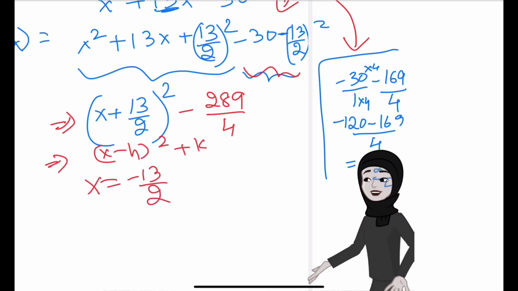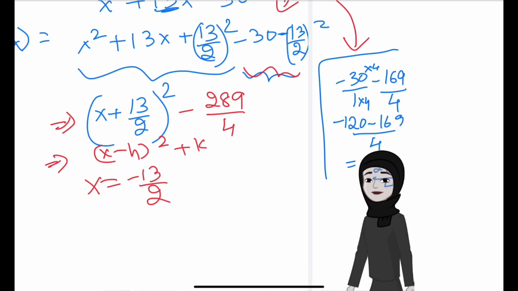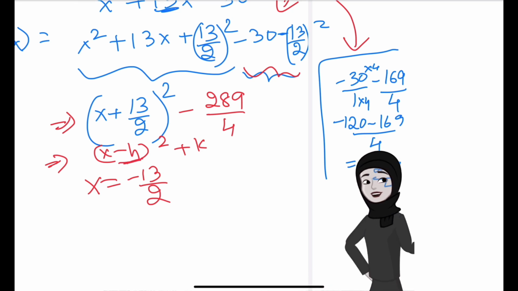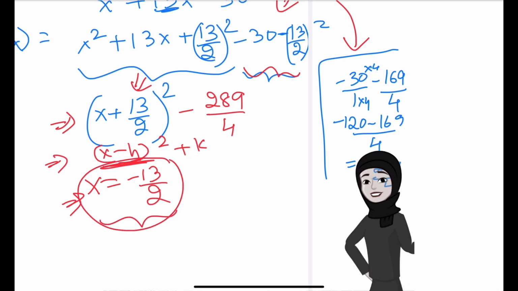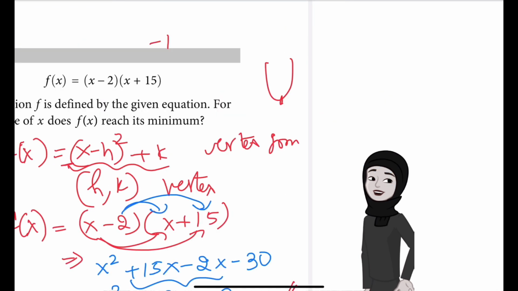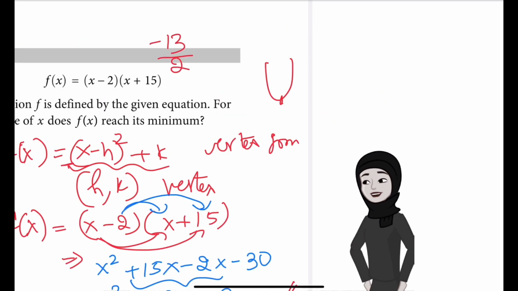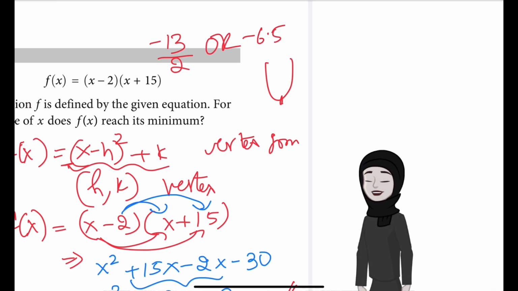Now let us compare it to (x minus h) squared plus k. If you compare, because we have a minus h, that means f of x reaches its minimum when the value of x is minus 13 by 2, because in the vertex form we have (x minus h) the whole squared, whereas here we got plus 13 by 2, which means we have to take the negative of it. So the minimum is reached when x is equal to minus 13 by 2, and this can also be given in decimal form as negative 6.5. Either you can grid in minus 13 by 2 or minus 6.5.